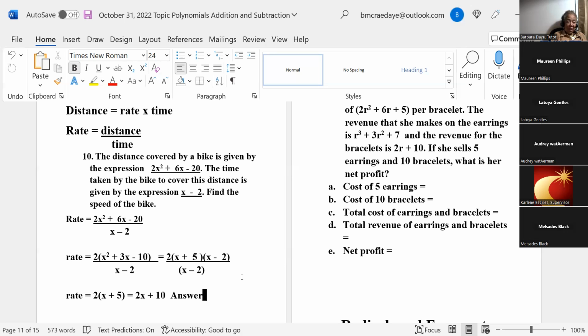What I do when I see a problem like this, I say, okay, my denominator here is x minus 2. I need to get an x minus 2 in my numerator. So I think of a way of factoring to get me an x minus 2 here. You follow? And then that simplifies my problem. Then I just have the 2 times the x plus whatever. But if you want to do it like Latoya, you can actually divide it out. Long division.